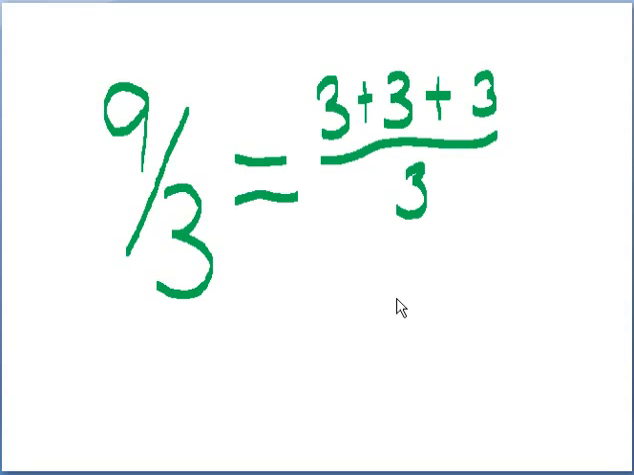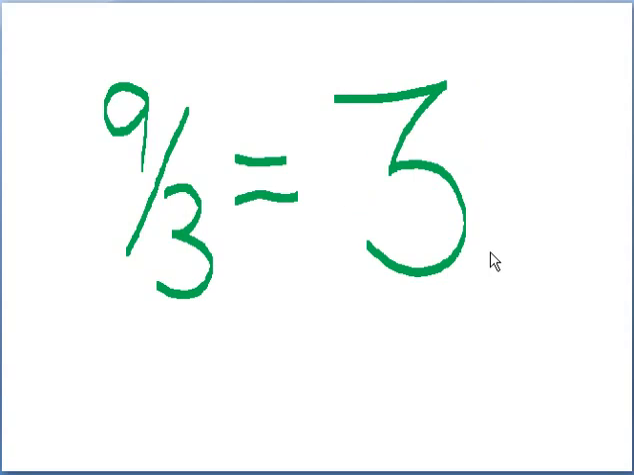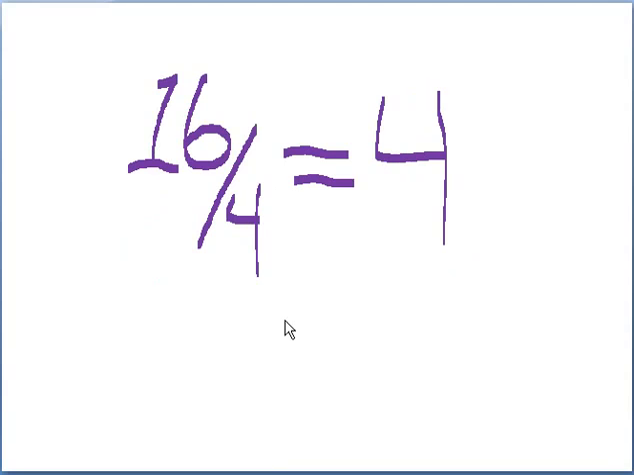All right, here we have 9/3, the improper fraction. It is equal to 3 plus 3 plus 3 all over the denominator of 3. That's equal to 3 over 3 plus 3 over 3 plus 3 over 3. That's equal to 1 plus 1 plus 1, which is equal to 3. You can think of it this way. How many times will 3 go into 9? It will go 3 times. Okay? Here we have 16/4. We could simplify this by saying, okay, 16/4 is the same thing as 4 over 1, or we could say, how many times will 4 go into 16? 4 will go into 16 4 times.